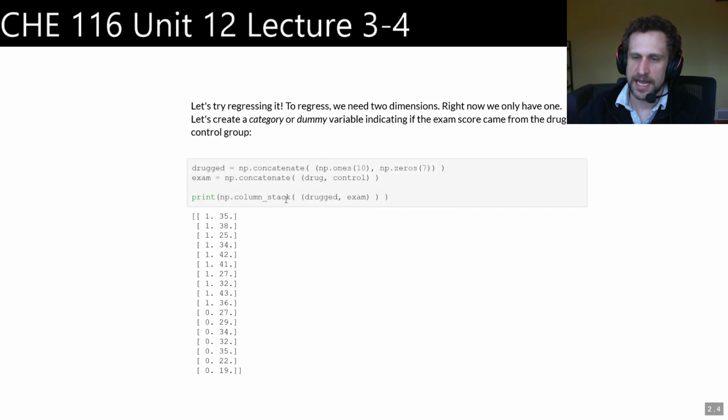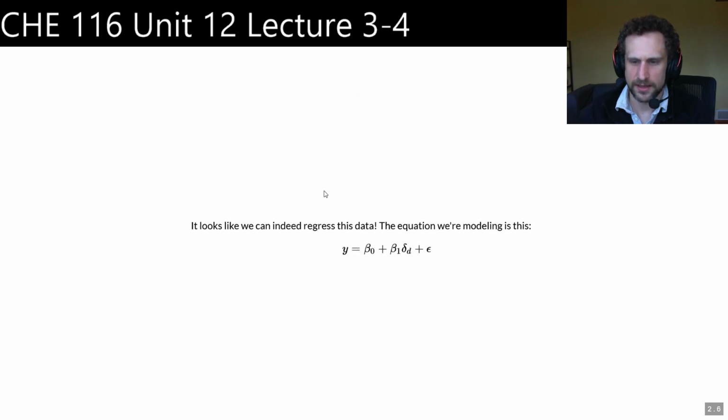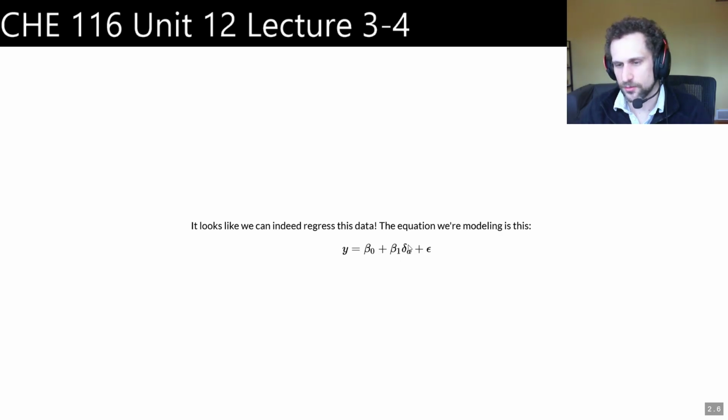And that means that we're going to have an x value. Do I have the equation for it? That's kind of hard. Yeah, here's what I want to show you guys. We're going to represent the equation for your exam score as being a constant beta naught plus beta 1 times this indicator. And this indicator or categorical variable, this is a 1 when we took the drug and a 0 if we didn't take the drug.